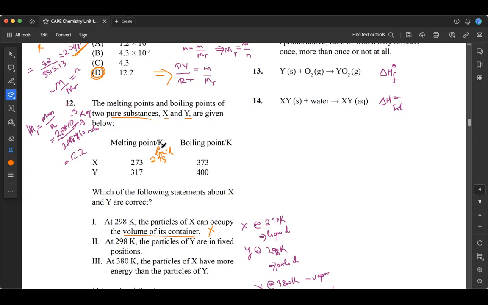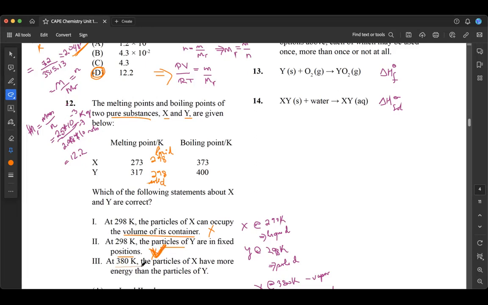We've literally just melted it, so it's a liquid, right? So at 298 now, is it true that the particles of Y are fixed in position? If we're at 298, what state are we going to be in? We're not melted, so we're still in a solid phase. Y would still be a solid at 298 because it melts at 317. So the particles of Y would be in fixed positions. Remember that solids are fixed and they just vibrate about a fixed point. So this is correct about Y at 298.